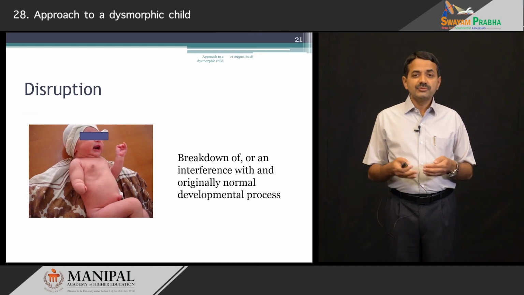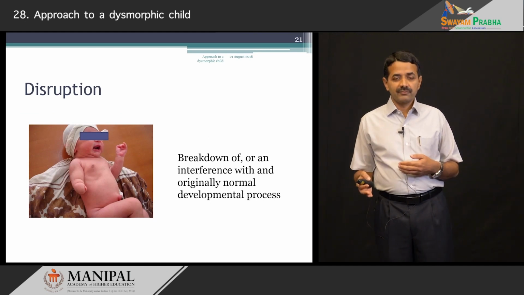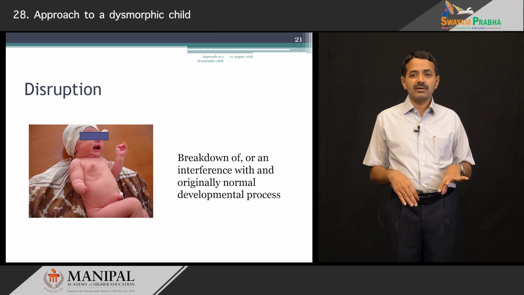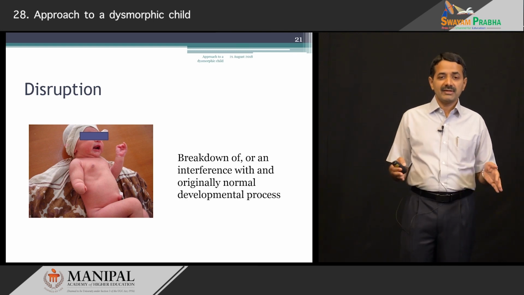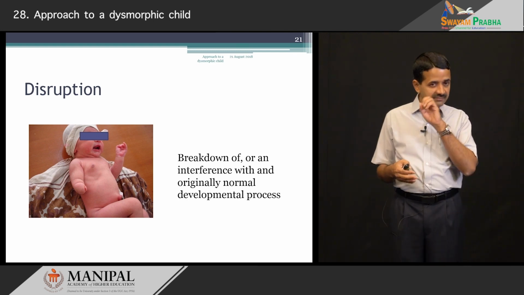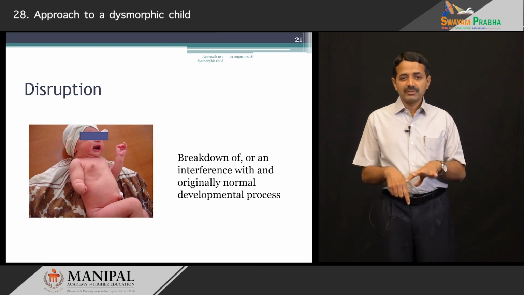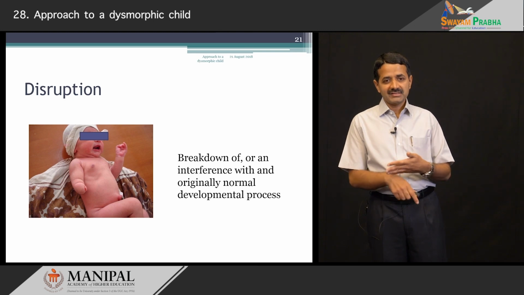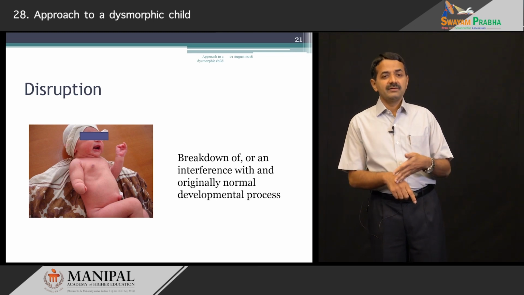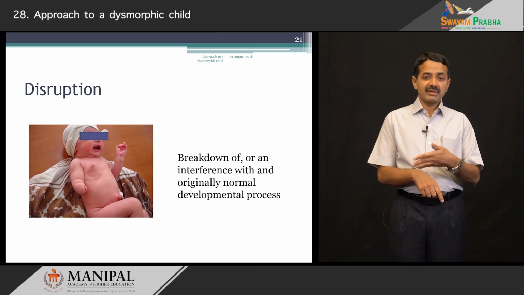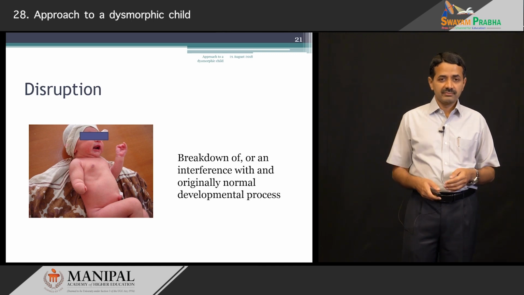Whereas, disruption is usually a severe mechanical force which results in breakdown or an interference with originally normal developmental process, as we see here because of amniotic bands. This is called disruption. The limb is amputated because some amniotic band has prevented, because of extrinsic or mechanical pressure, the growth of hands.